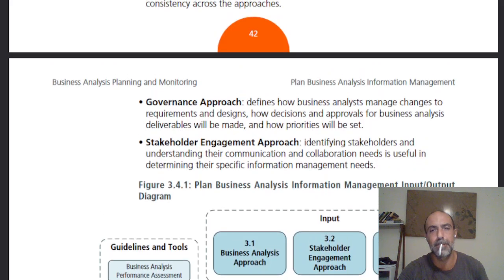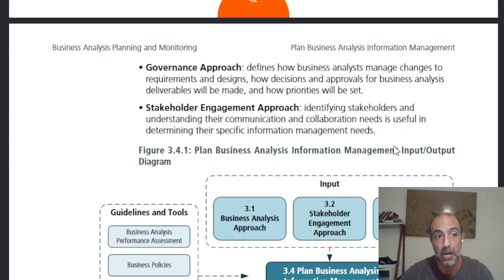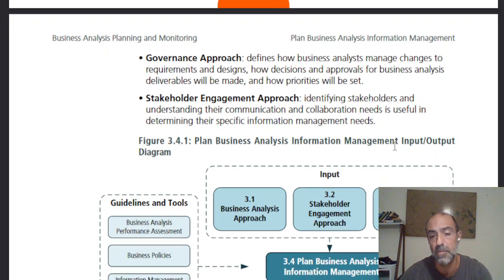Do you want me to read these? Why not? From the business analysis approach, incorporating the overall business analysis approach into the information management approach is necessary to ensure consistency. All right, and this defines how business analysts manage changes with the governance approach. All right, because the governance approach is all about change and authority and who says who and who has the right to what. Stakeholder engagement identifies the stakeholders and then gives us a chance to get information from somewhere, right? So stakeholders are important.